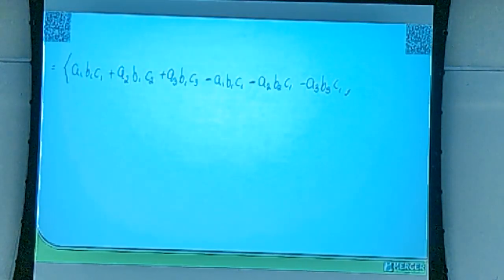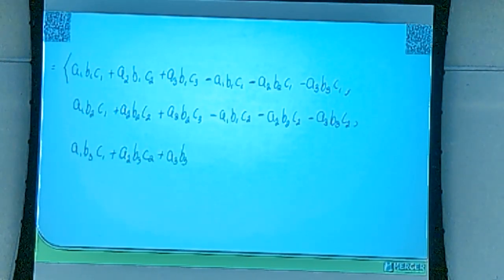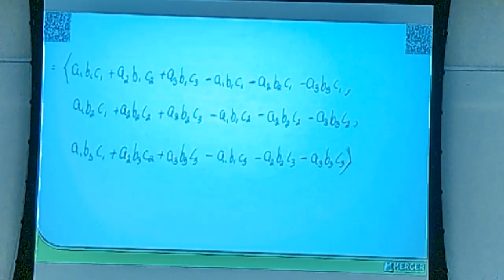Using a similar argument, we're going to add the term A2B2C2 into the second component, and then A3B3C3 into the third component. There's our vector right now.